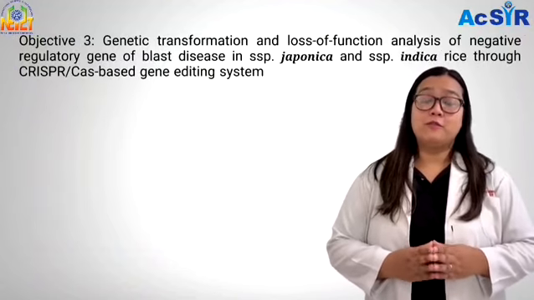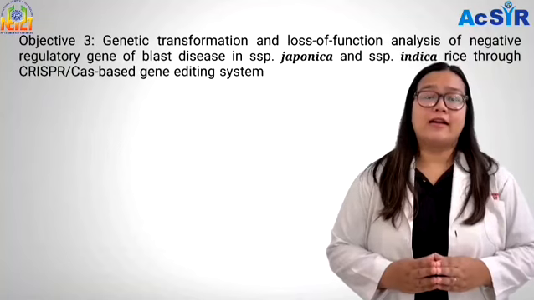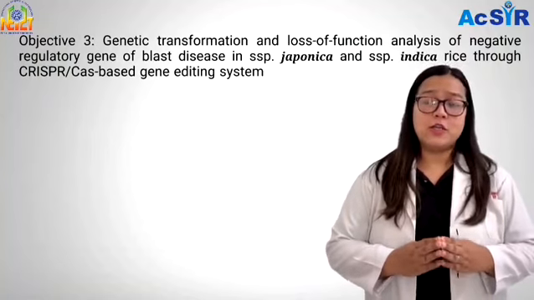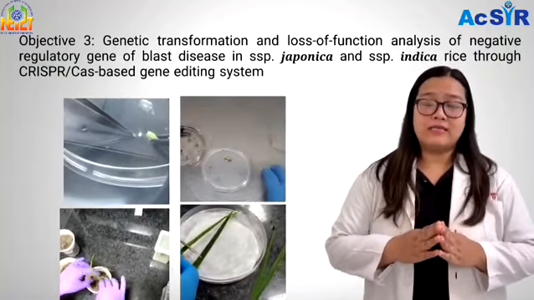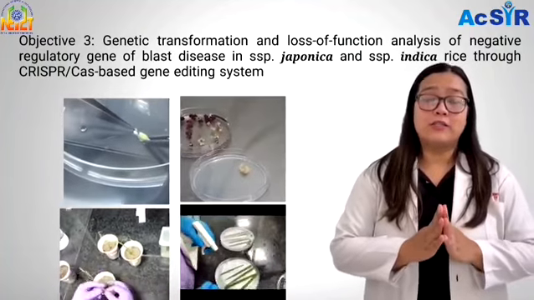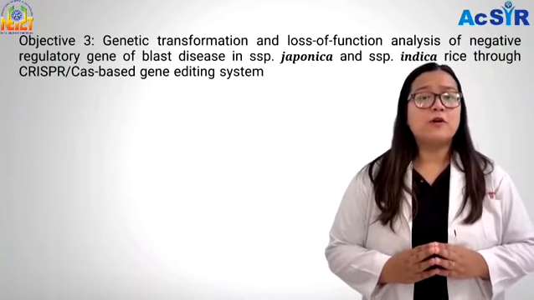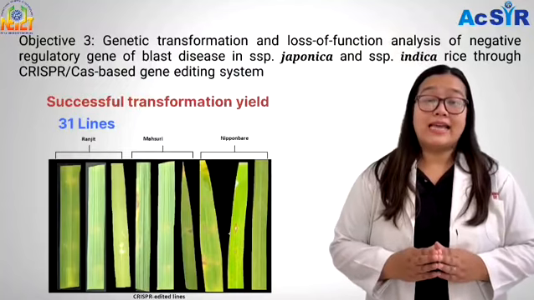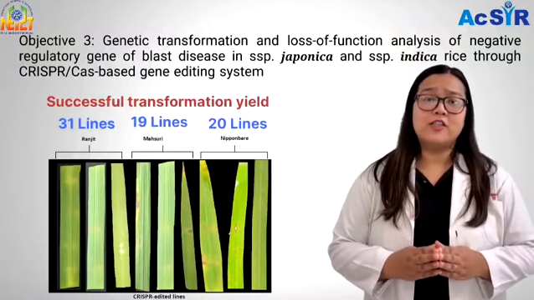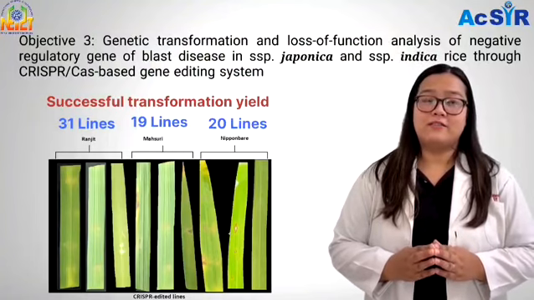The third objective was to transform Japonica and Indica rice using CRISPR-Cas12a constructs with immature embryo as explants, screen the edits, and assess their tolerance to Magnaporthe. Successful transformation yielded 31, 19, and 20 edited lines in Ranjit, Masuri, and Nipponbare, respectively.